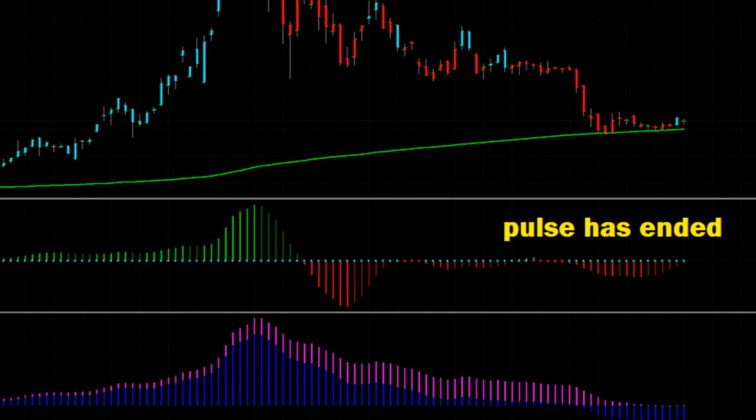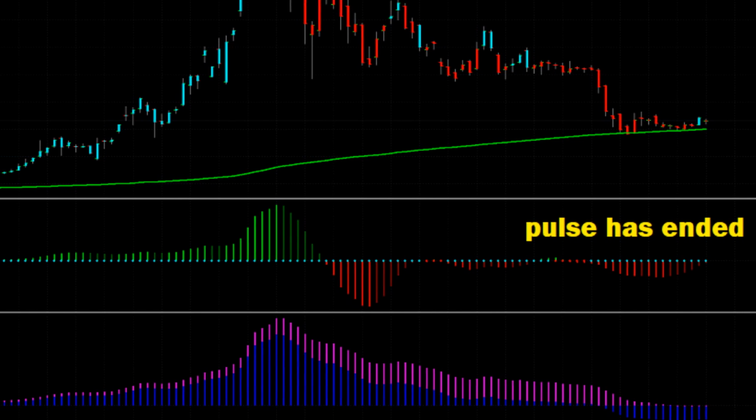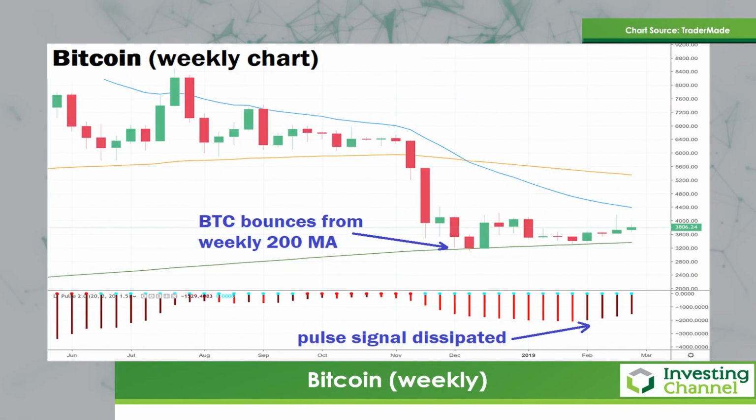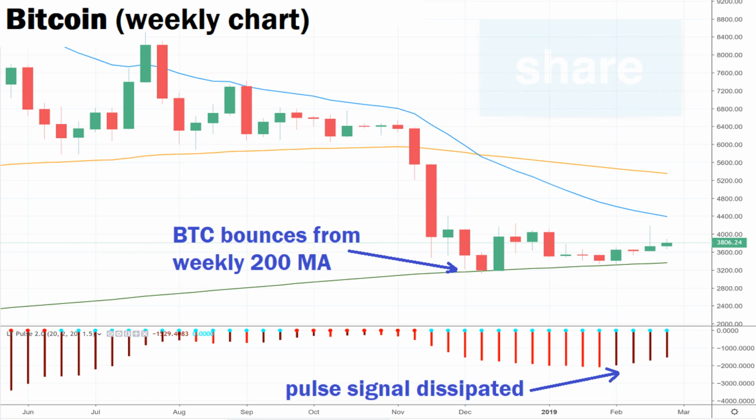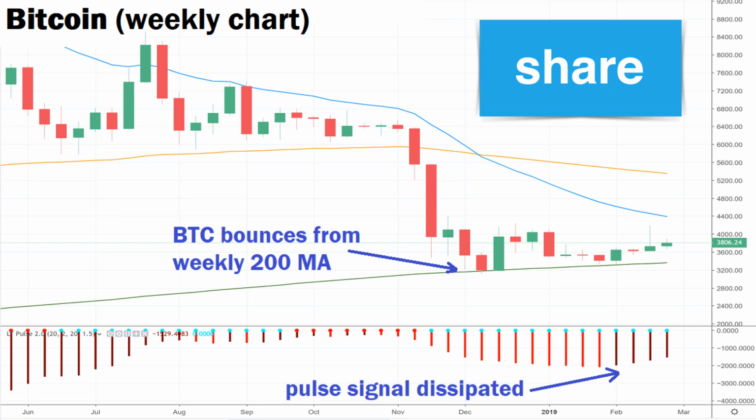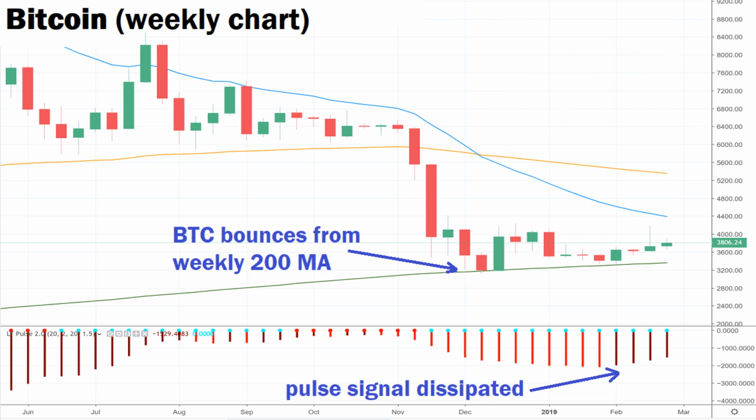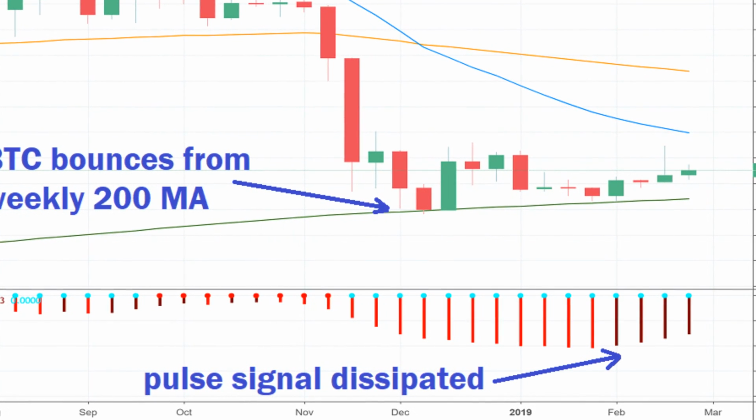If we just notice that the pulse has ended on that chart as well. Let me just go to the next chart. Yeah, so this chart you see here shows something interesting. The pulse signal, of course, shows us the big momentum move. The momentum move that started way back in November of last year pushed Bitcoin down to the 200 moving average, and Bitcoin managed to bounce off. You can see it bounced off the 200 weekly average.